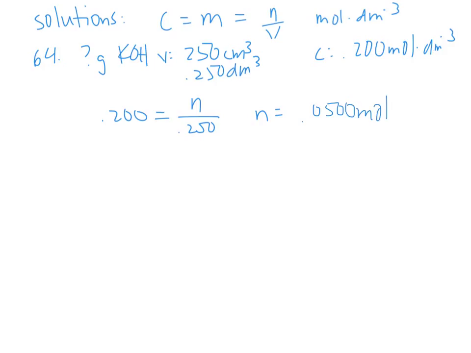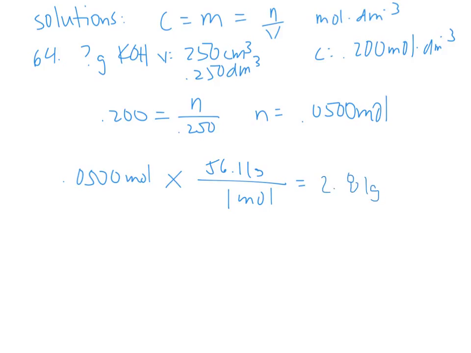And since this is KOH, I can take the 0.0500 moles times the molar mass of KOH, which is 56.11 grams per mole, times that 0.05. So we're looking at 2.81 grams of KOH to make this solution.